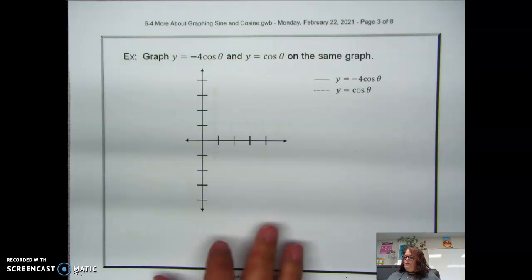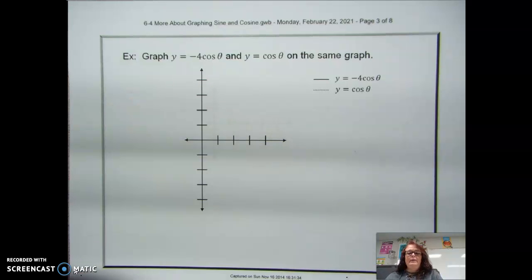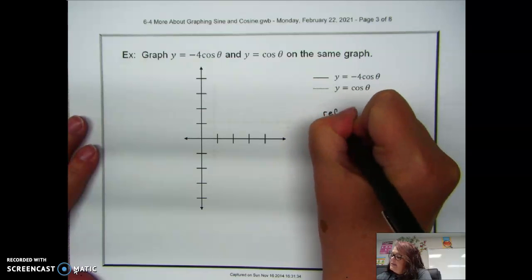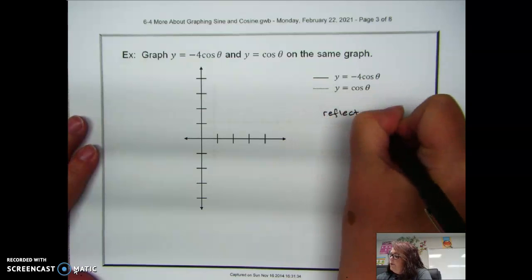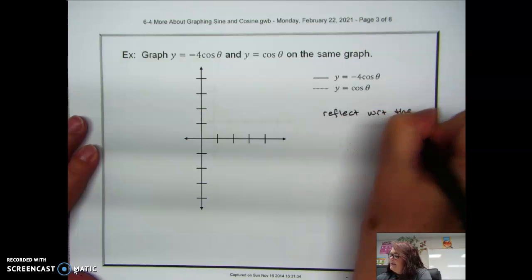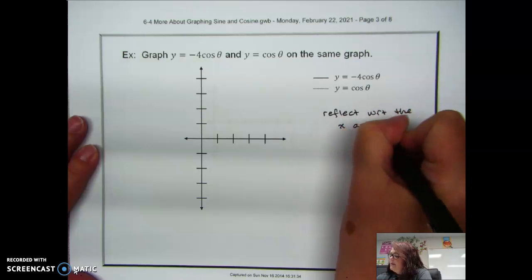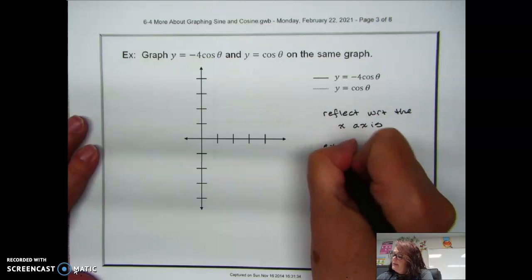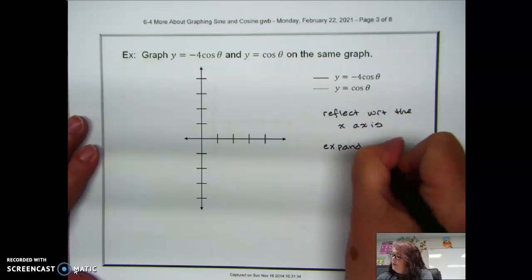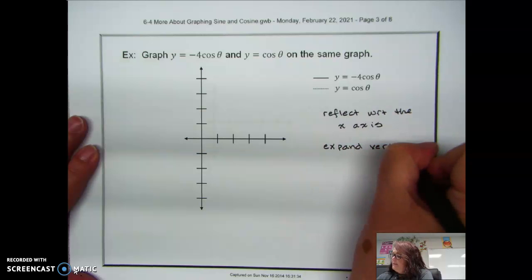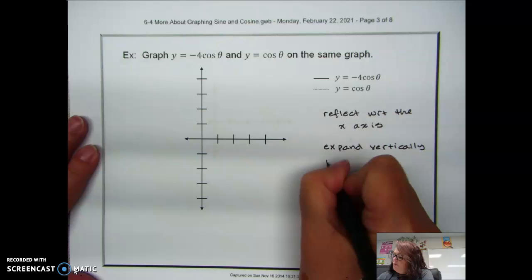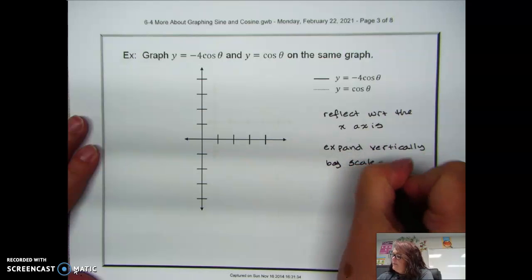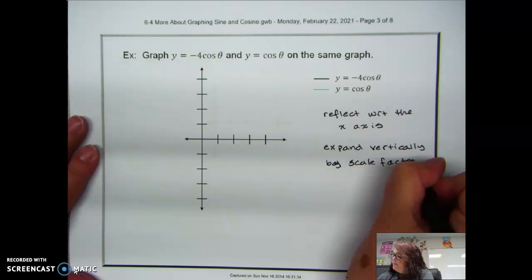All right, so if we try this one, we added in a couple of things. So the negative is telling me that we want to reflect with respect to the x-axis. And then the 4 is telling me that we want to expand vertically, because there are no parentheses, by a scale factor of 4.